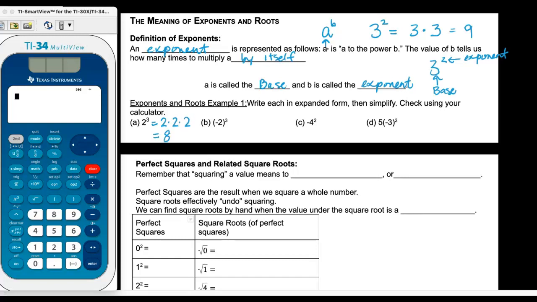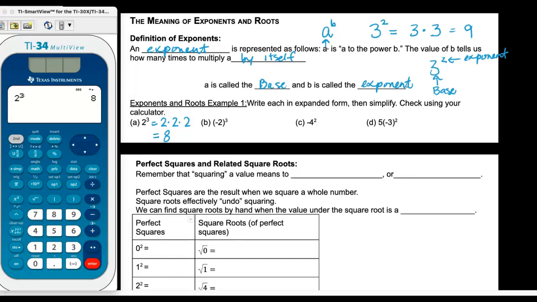Now on the calculator, if you want to have your calculator do the exponent, you just punch in 2, and then you find the exponent key, which looks like an arrow pointing up, also called the caret key sometimes, and that will get you into the exponent position, and then you can press 3 and enter, and that gives you 8.